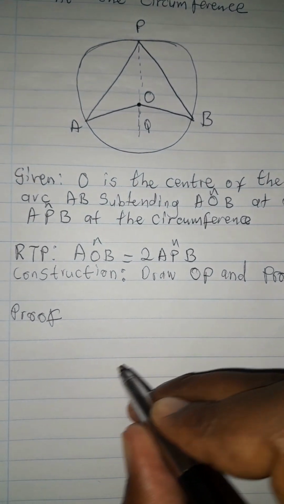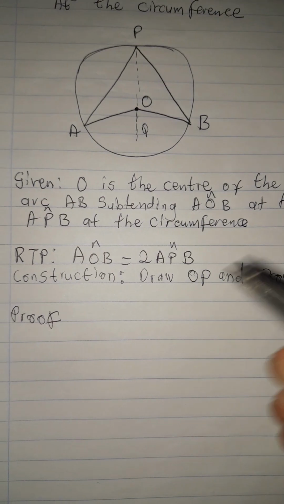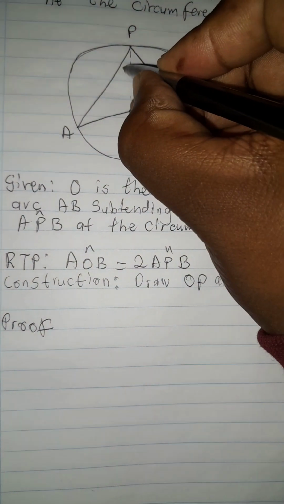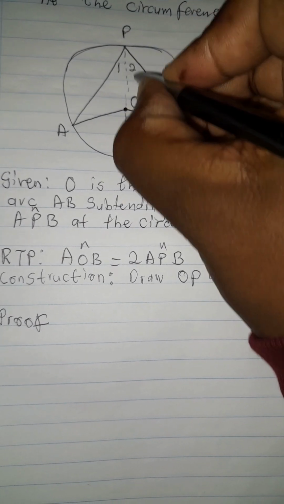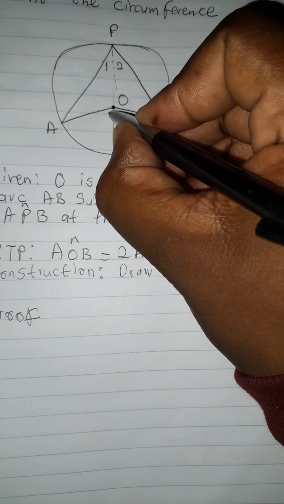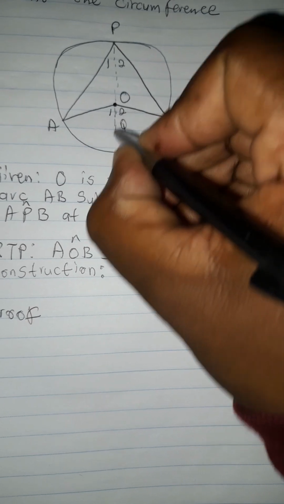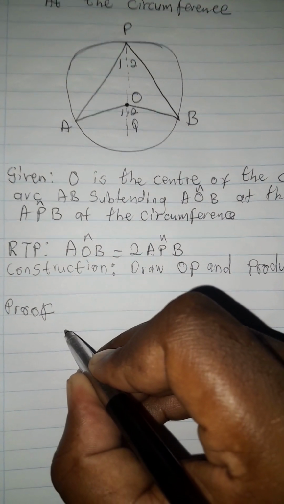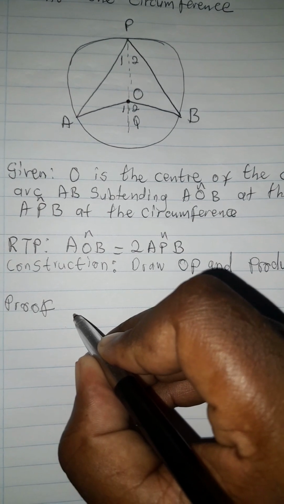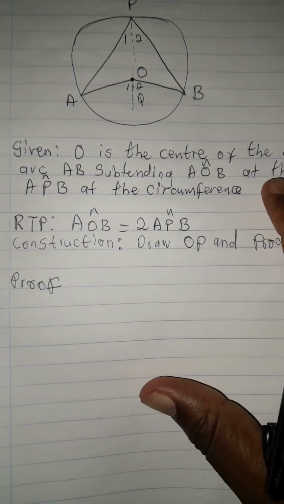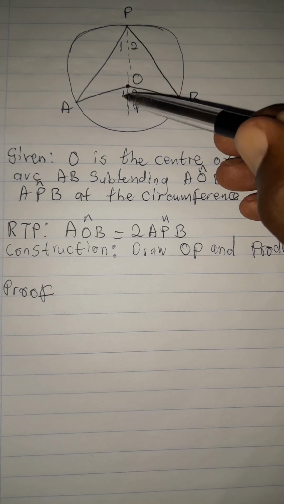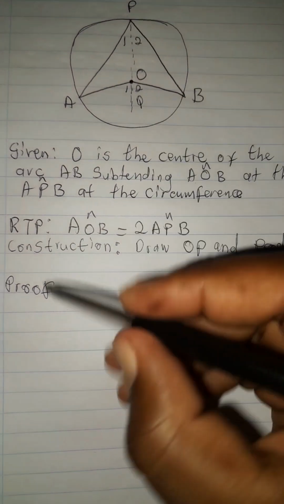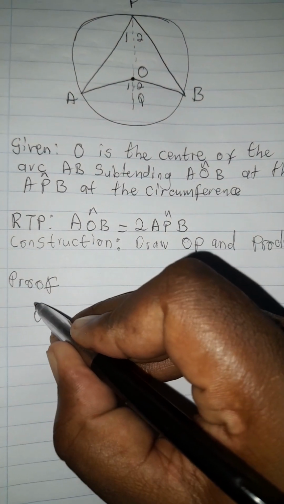Then from here, remember, what will be our statement? We forgot to label here. So it's going to be angle P1 here, angle P2, and we're going to have angle O1 and angle O2 here. So for the proof, we can see that angle O1 is twice angle P1. So that's the first statement that we can write from there.